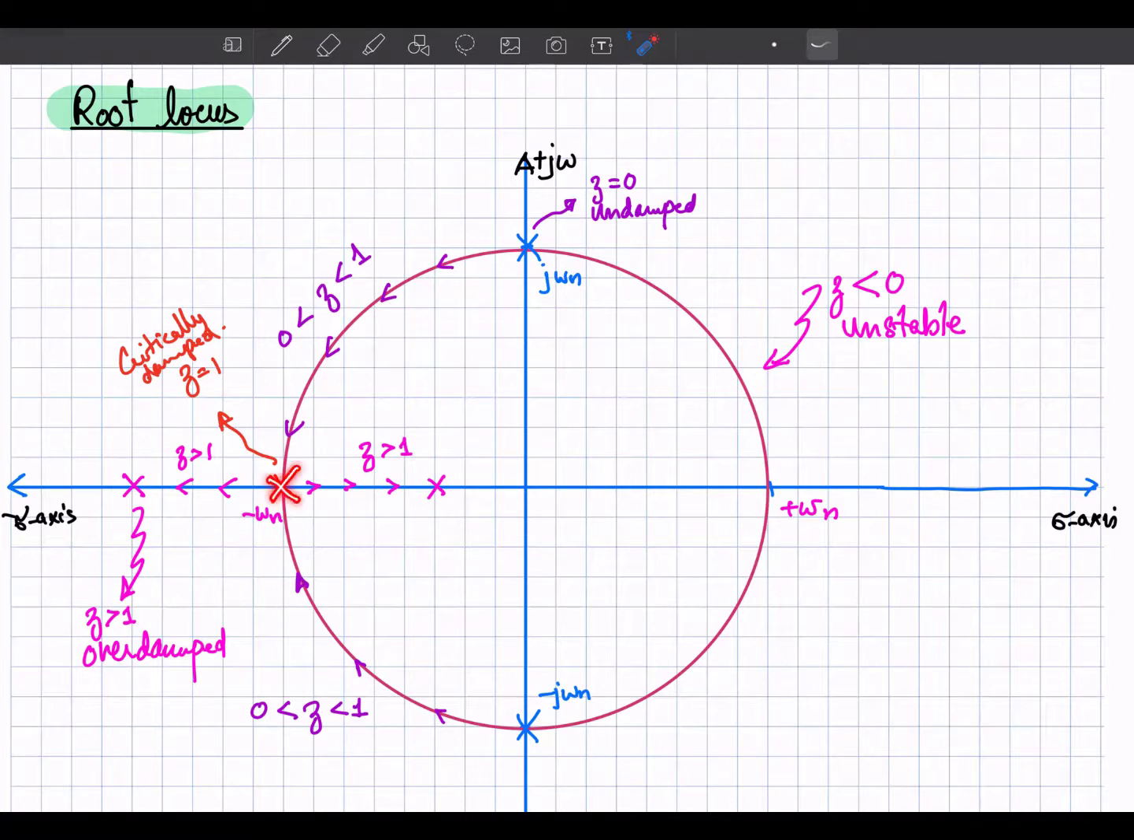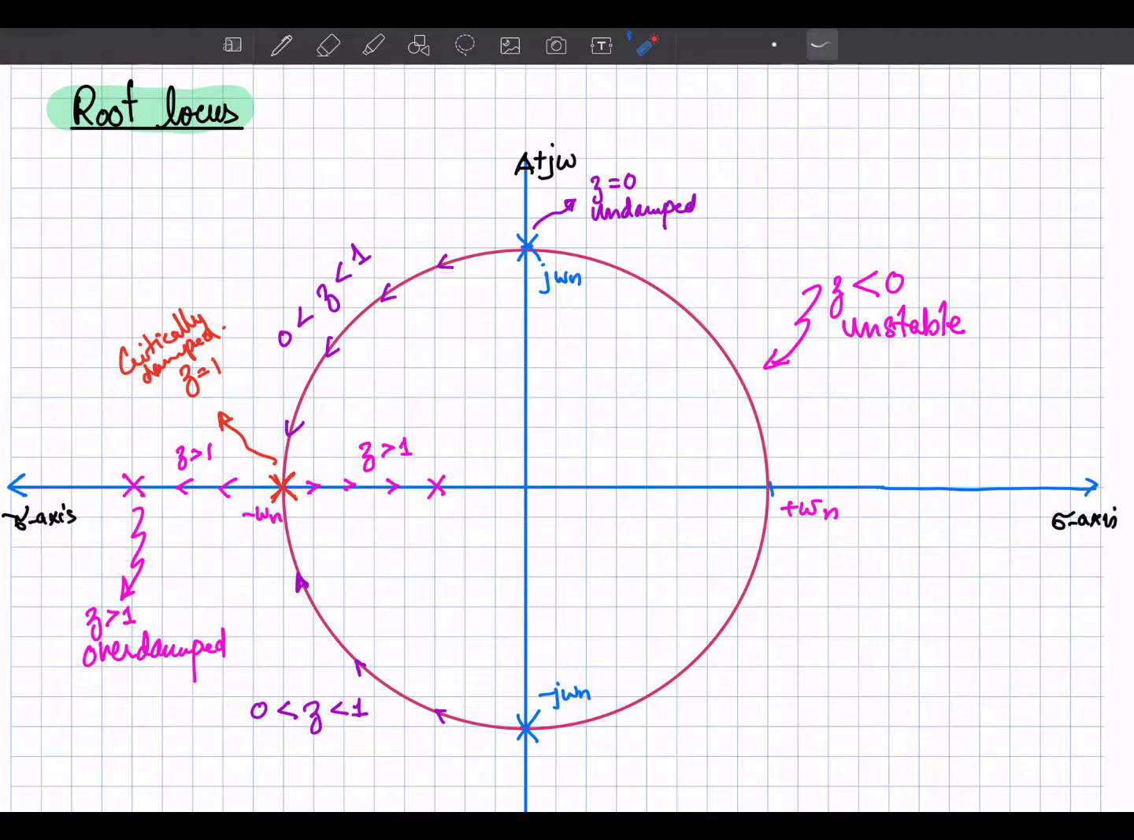Now after the zeta is further increased above 1, these poles start moving like that. One pole starts moving over here, and the other pole starts moving over here. So one pole moves towards infinity, and the other pole moves towards the origin. So the system becomes overdamped, and its response becomes slower and slower as you increase the distance between the poles. So the system response will become slower. Okay, so when you are moving the poles over this path, the response of your system will change.